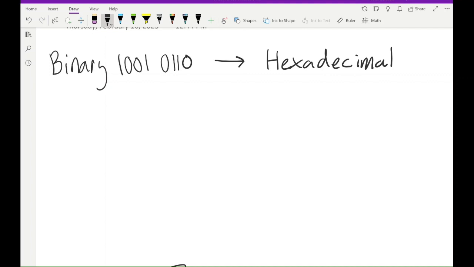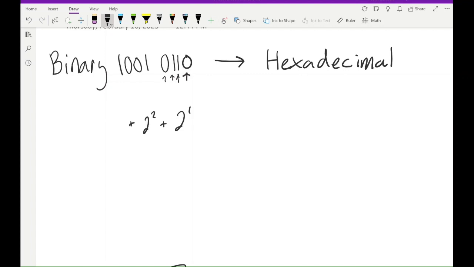Here I'll be converting binary 10010110 into hexadecimal. But first we're going to have to put binary into decimal. So I'm going to start by listing the bases, 2 to the power of blank. So this is 2 to the power of 0, which we have 0. 2 to the power of 1, and then 2 to the power of 2.